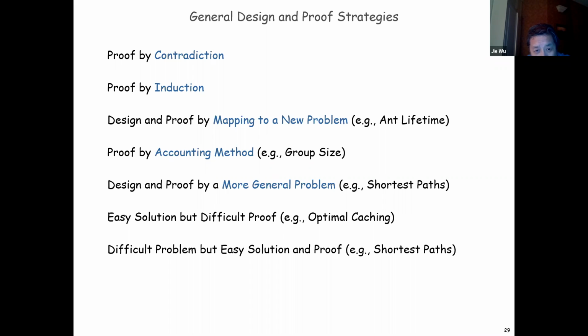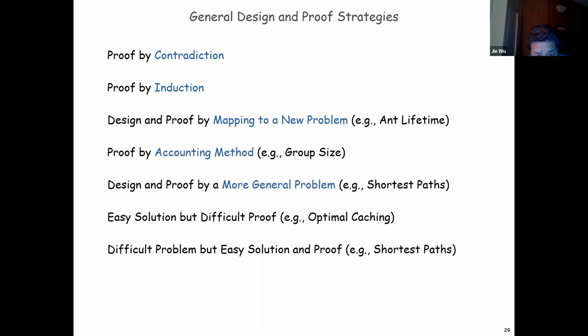Okay, and later we'll look at two interesting things. That's also a little counterintuitive. In some cases, the problem you have has a very easy, very intuitive solution, and we can explain it to anyone, and people can understand. But it's very difficult to prove. Very difficult to prove. That's a problem called optimal caching.